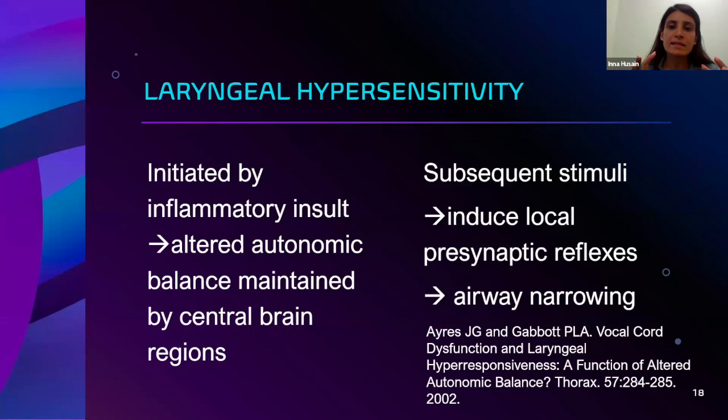And then what happens is you're living in this sensitive state, increased tension, that guard dog is just on high alert. And then there's some subsequent stimulation that occurs, such as a strong scent, exercise, a reflux event, and that induces that protective response to make the vocal folds kind of tighten and close. And that causes essentially the airway narrowing and shortness of breath.